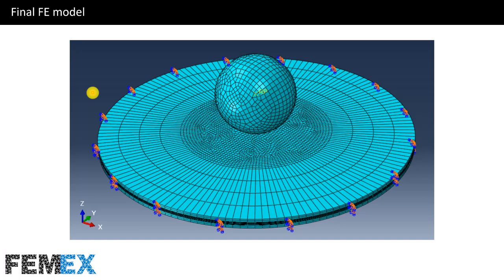And this is the final FE model. This is the rigid impactor, and this is the FML. And as you can see, at the center of the FML, smaller elements are used because here we have a stress concentration due to the impact. And here we have large stress gradients.